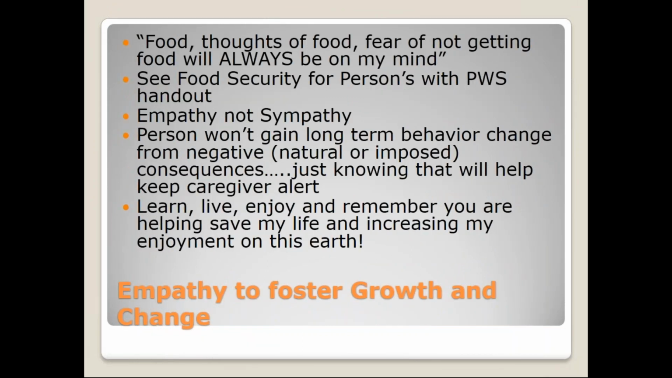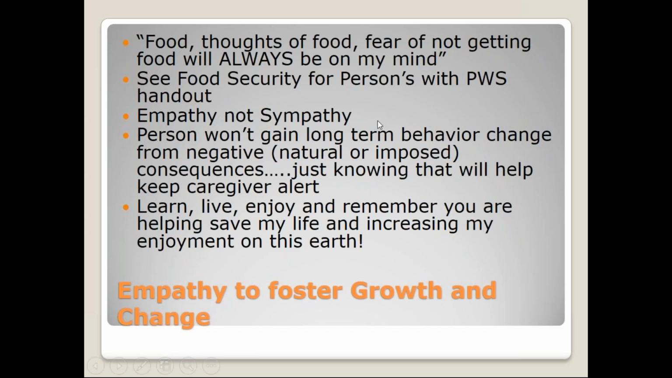And again, back from the very beginning, what I started with: food and thoughts of food, or fear of not getting food, are always going to be on my mind, okay? You're not going to teach me to unthink it. But what you can do is help me have food security, okay? Help me not worry about what I'm going to have for dinner or where it's going to be. If I know that at 4 p.m. I'm going to have 1 hamburger, 2 potatoes, and 3.2 ounces of green beans, and that's when I get my diet soda, then I'm going to stop thinking about it, at least for now.